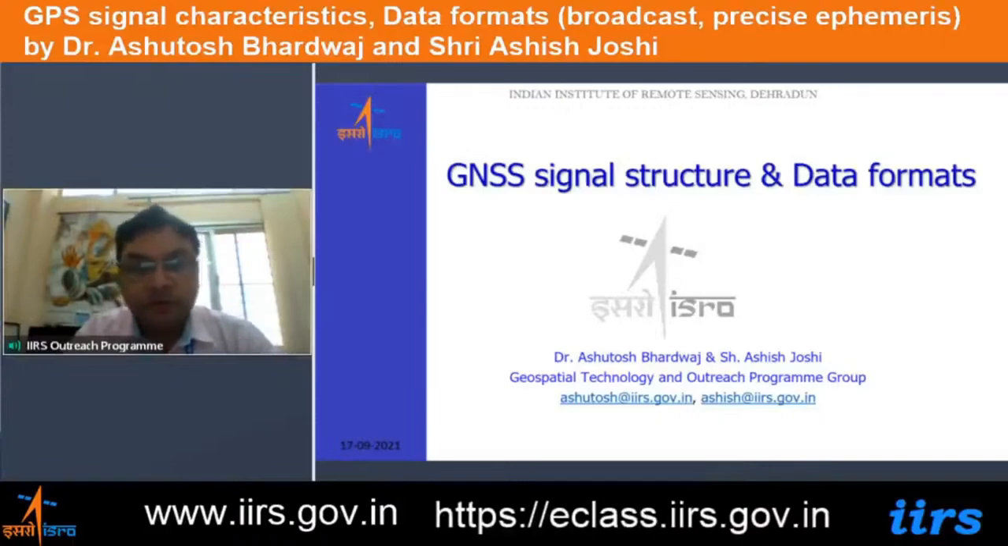Today we have the fourth lecture, an important lecture on GNSS, the Global Navigation Satellite System, covering signal structure and the data formats. Today, myself and Shri Ashish Joshi ji both will be covering this topic.